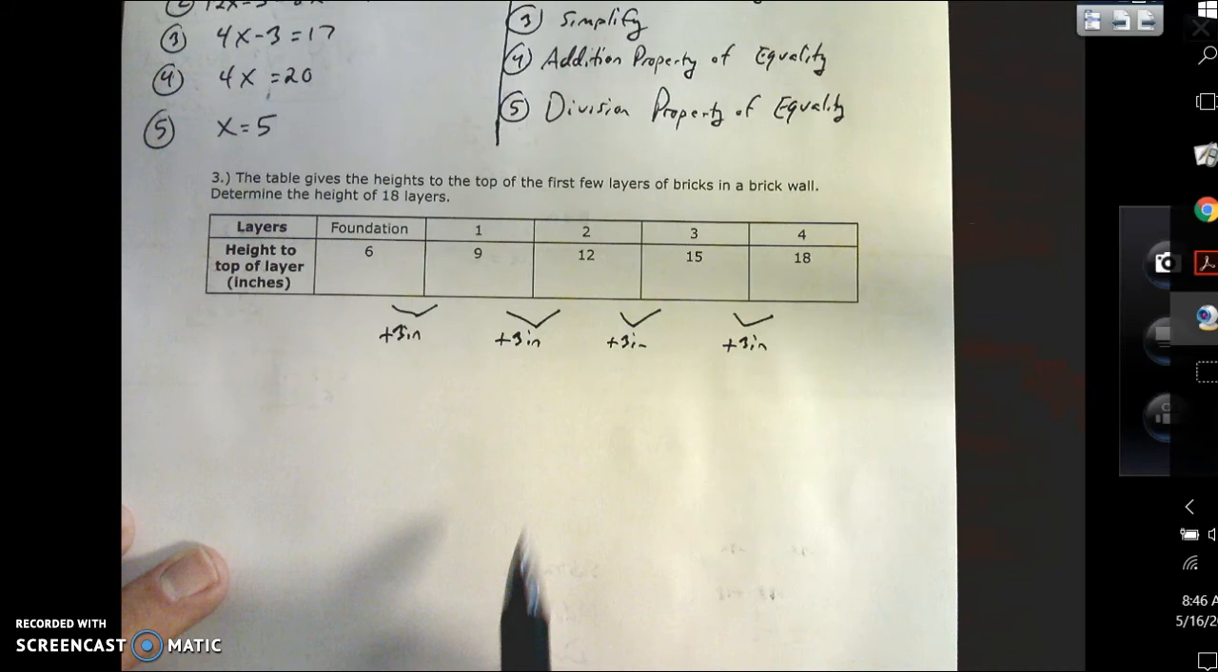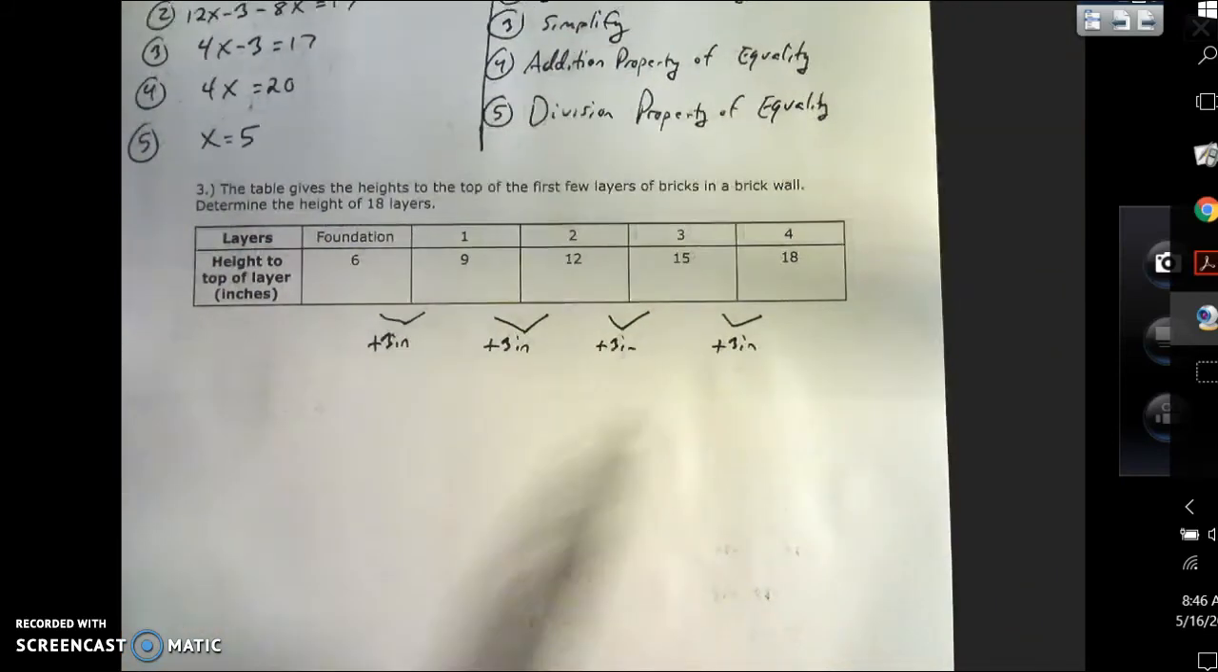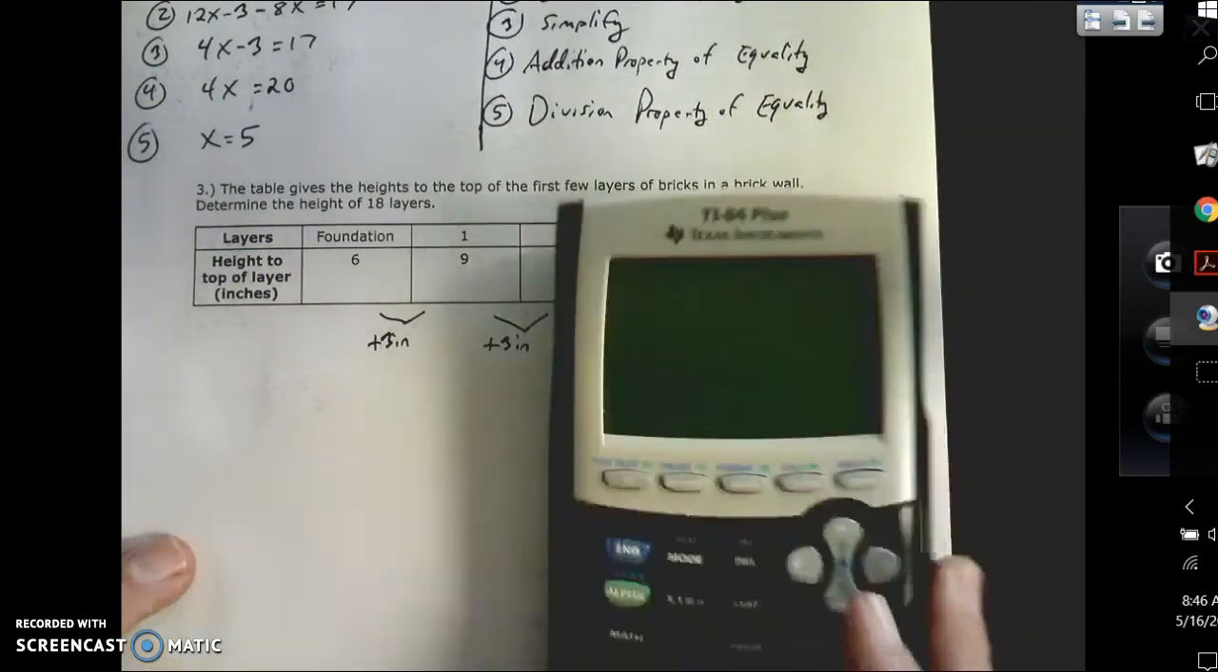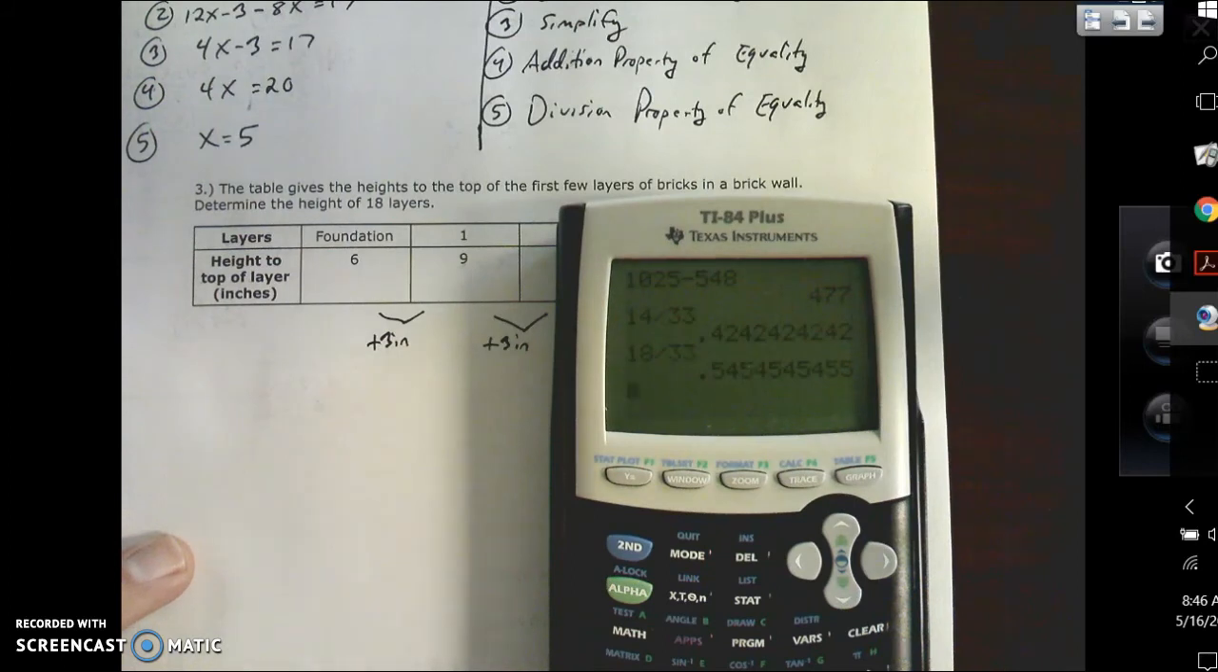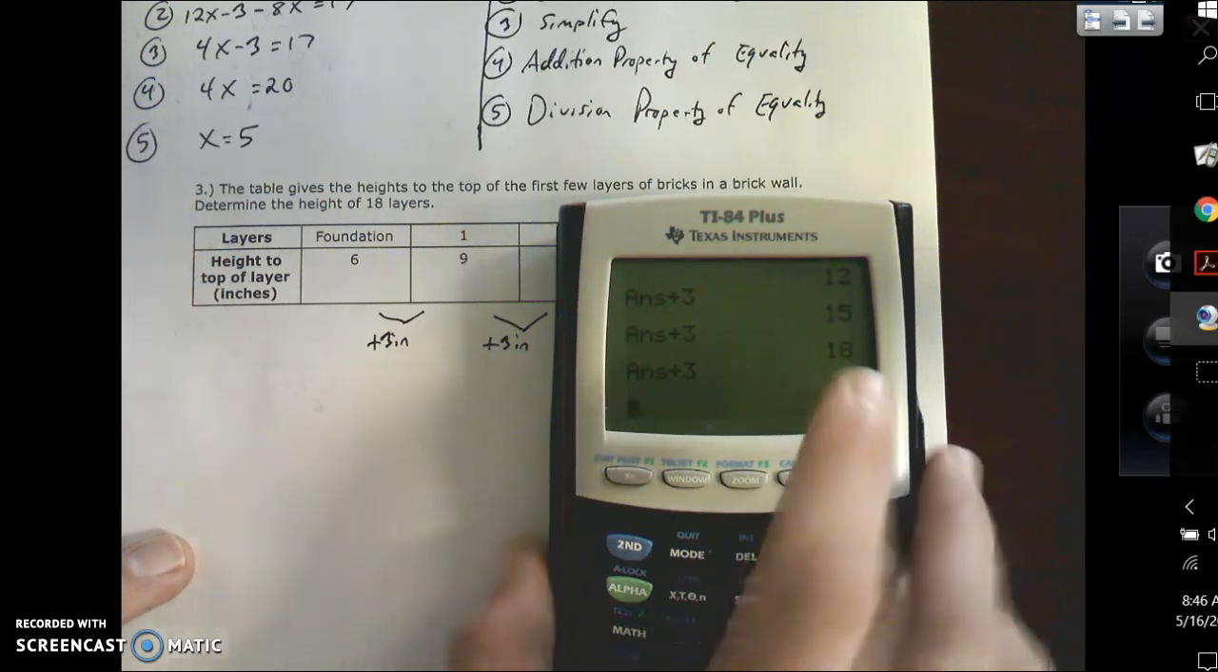So you're noticing a pattern here. Now you could, if you really wanted to, take my graphing calculator and go, all right, I want to know the 18th layer. Well, I can do 6 plus 3, and I can keep doing this. But hopefully you guys agree with me that's kind of annoying, okay?